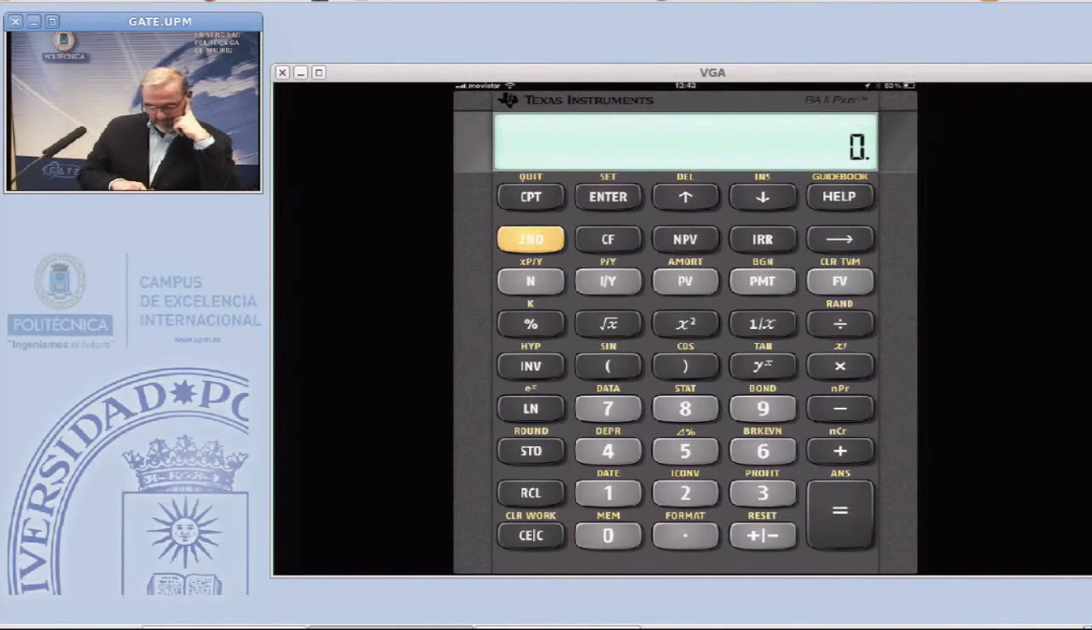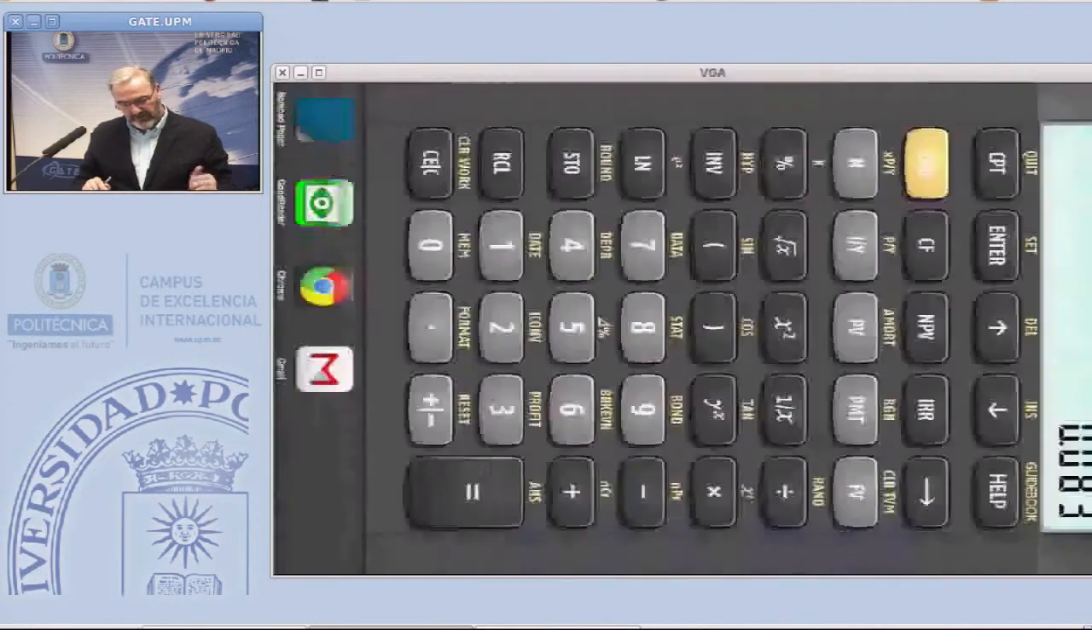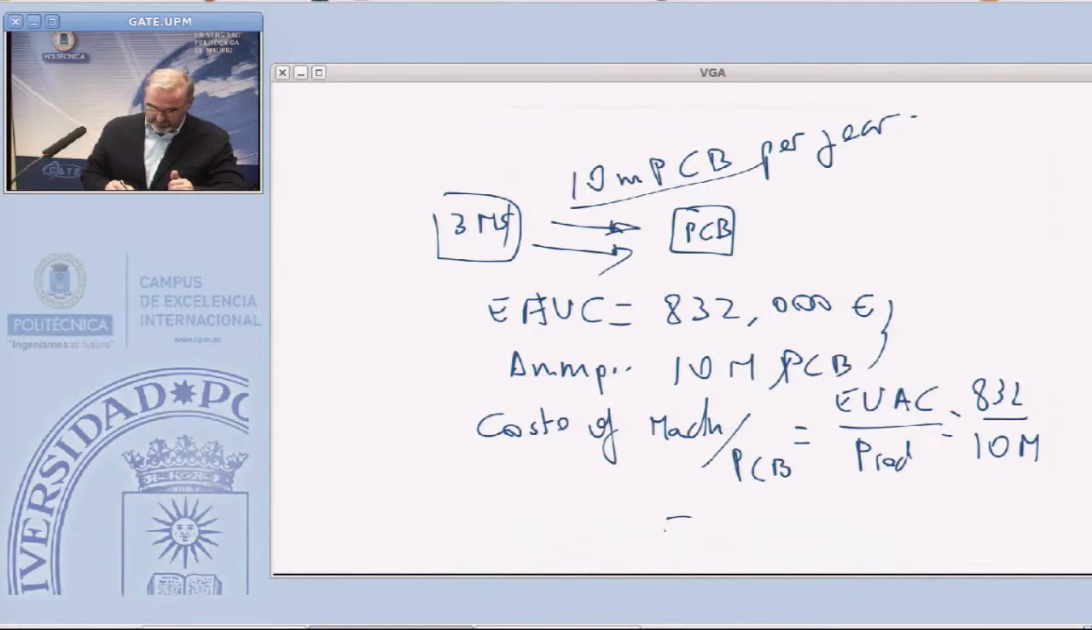This is 0.832 divided by 10. So every circuit board, it's quite cheap, has a cost for using the machine equal to 8.32 €.